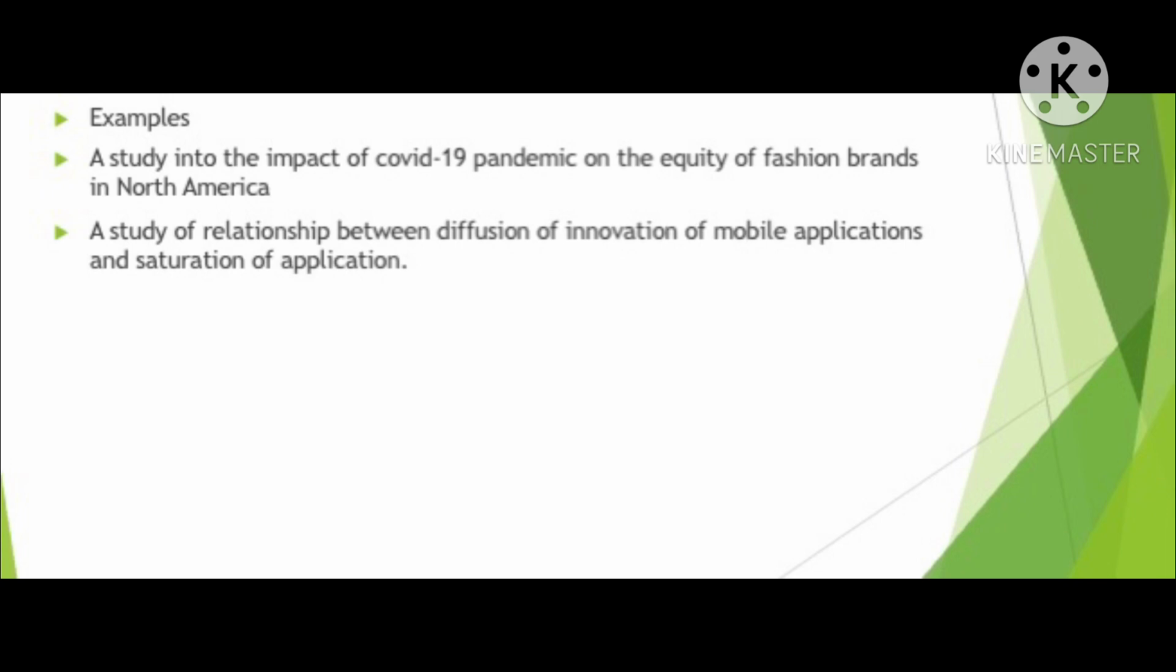Then the second example, the study of the relationship between the diffusion of innovation of mobile applications and saturation of applications. Now we can say that there is a saturation of applications. On the mobile phone, we can use many applications for one particular purpose, for example editing video or editing photos. There is a saturation of applications in the mobile field. So we study the relationship between this diffusion of innovation and the saturation of applications. That study also is an example of the positivist paradigm.